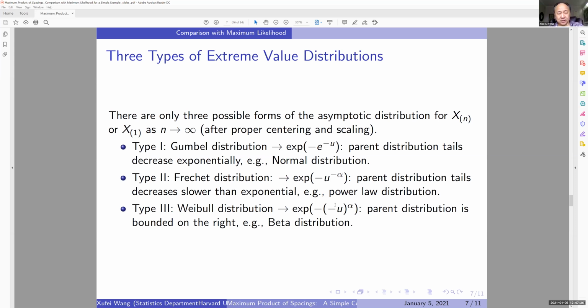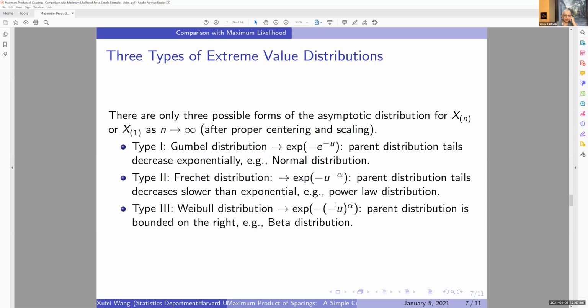Just one quick thing. I noticed there's a minor correction for type 3. Here we talk about it being bounded on the right. That's for the maximum of x. For the minimum, it would have to be bounded on the left, because it's a kind of symmetric problem. Okay.